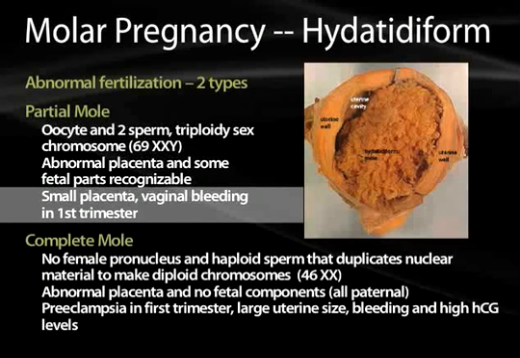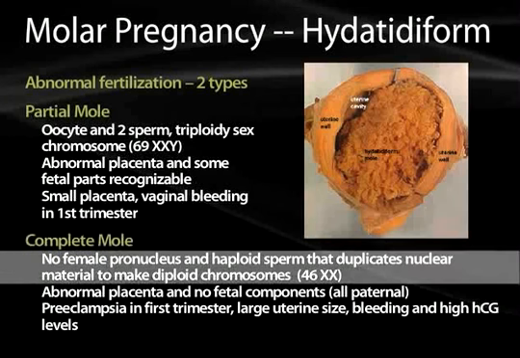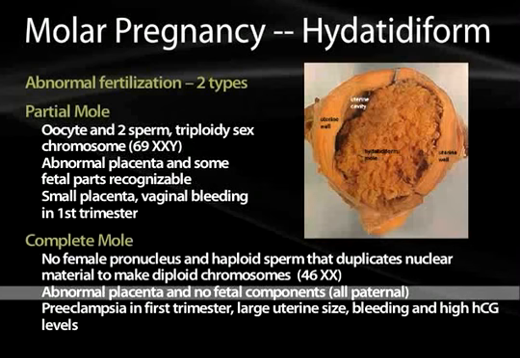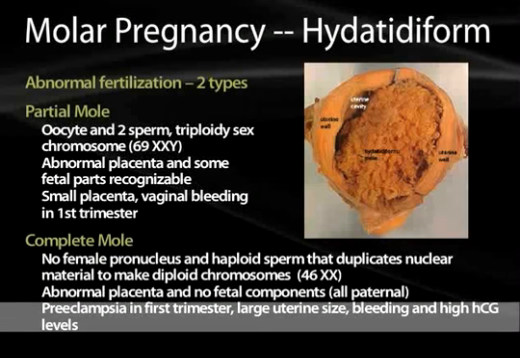The second type of mole is known as a complete mole, and this occurs when there's no female pronucleus, although the nuclear material is the same because the haploid sperm has duplicated its nuclear material to make a 46 XX, therefore all paternal material. An abnormal placenta is present, but there are no fetal components. This oftentimes is accompanied by preeclampsia in that first trimester, has a very large uterine size with very quick growth rates, and the bleeding from the vagina is fairly heavy, and there are very high levels of HCG.